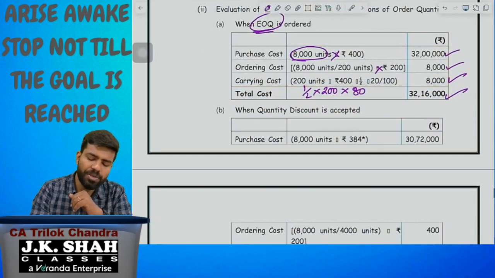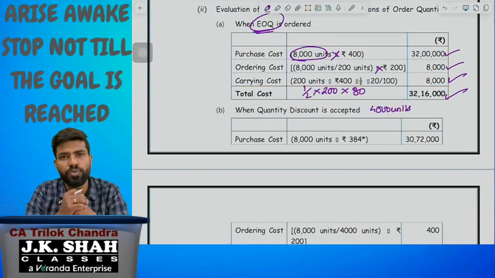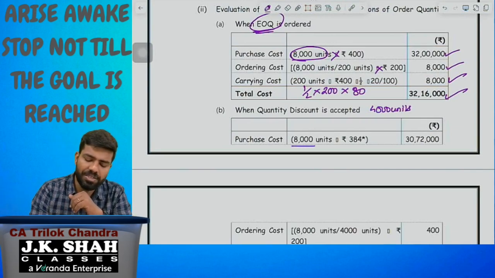Now the quantity discount is accepted. When the quantity discount is accepted, you have to place the order of 4,000 units. So the purchase cost is 8,000 into 384.